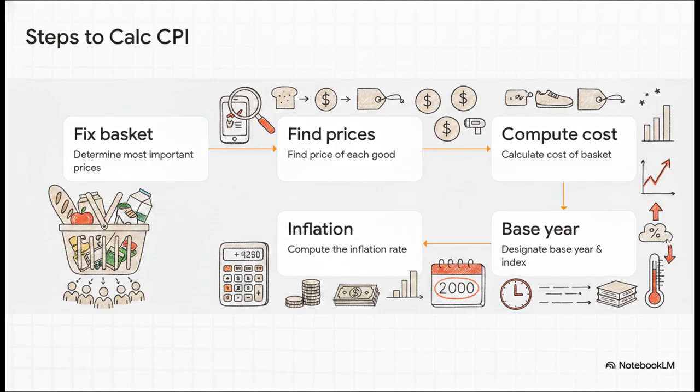Step 2, they find the actual prices of those goods at a specific time. Third, they compute the total cost of that entire basket. Fourth, they pick a base year to serve as a benchmark and compute the index. And finally, step 5, they use that index number to calculate the inflation rate from the year before.